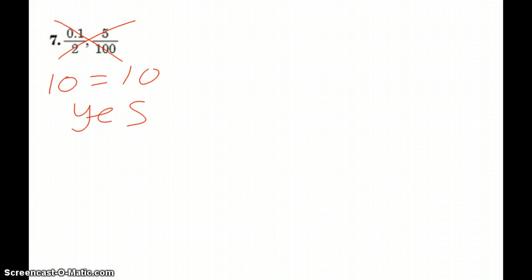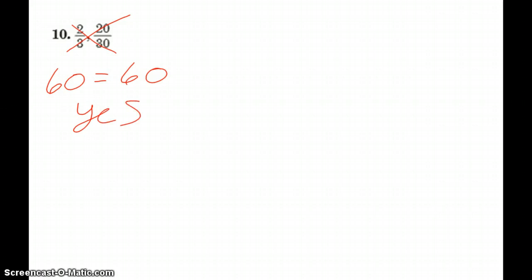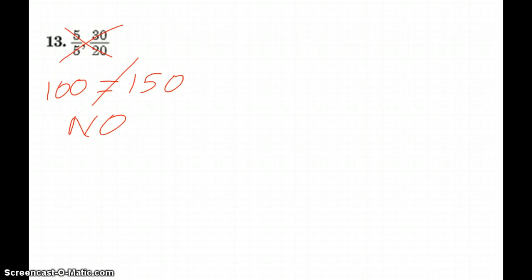0.1 times 100 is 10, and that equals 2 times 5, which is 10. So that is yes. You can always double check my math with a calculator. The next one, 2 times 30 is 60, and 3 times 20 is 60. So that is yes. Next one, 5 times 20 is 100. Does that equal 5 times 30? 150? No, they are not equal. So that is no.